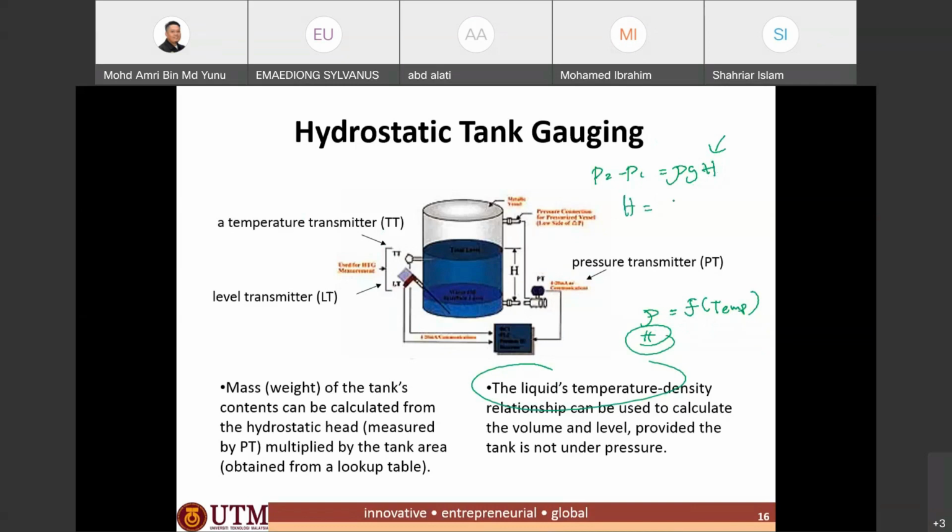So the height we measure from P2 minus P1 equals rho g h. g is the gravity, and rho here is the density of the material. P2 minus P1, the pressure difference, is measured by the pressure transmitter. So with this arrangement, or the placement of the temperature transmitter, we make sure that the estimation of the level height is much more accurate.